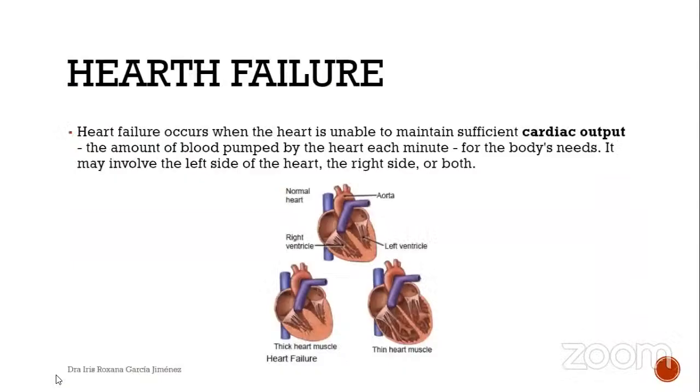Then we have this pathological situation, heart failure. Heart failure occurs when the heart is unable to maintain sufficient cardiac output, the amount of blood pumped by the heart each minute, for the body's needs. It may involve the left side of the heart, the right side, or both. Okay, easy to catch. We got this pathological definition during the career, and I'm sure that every doctor now had the chance to check this situation that could be so sad for a patient, right?